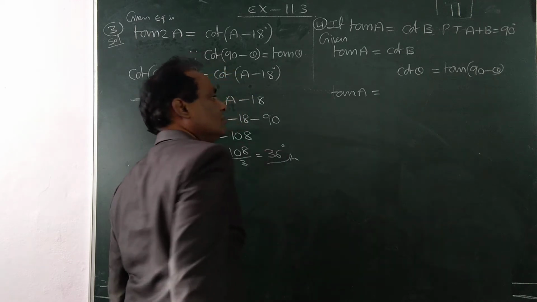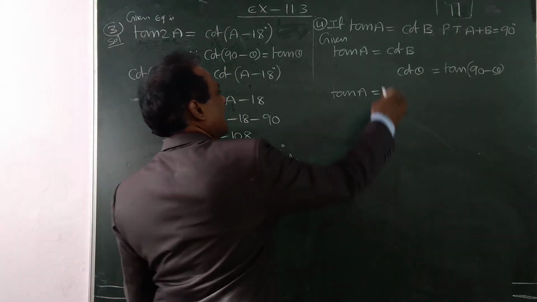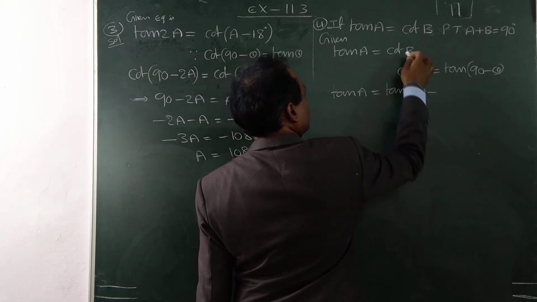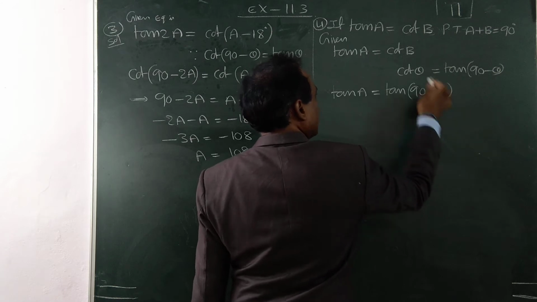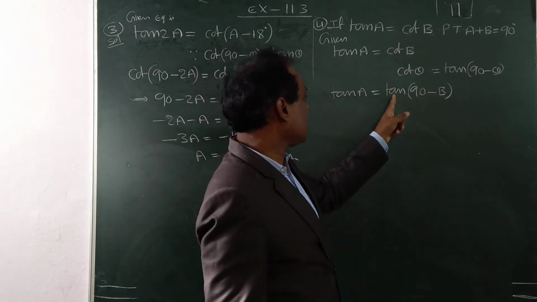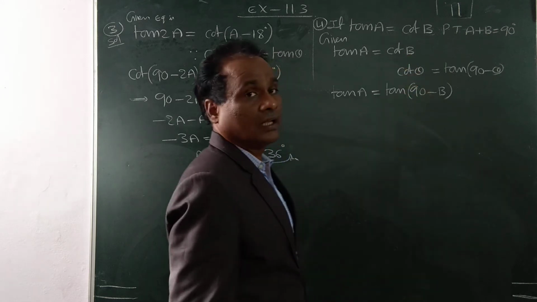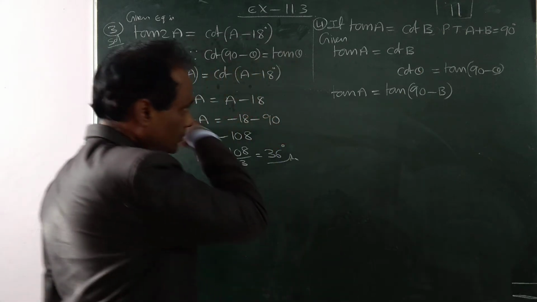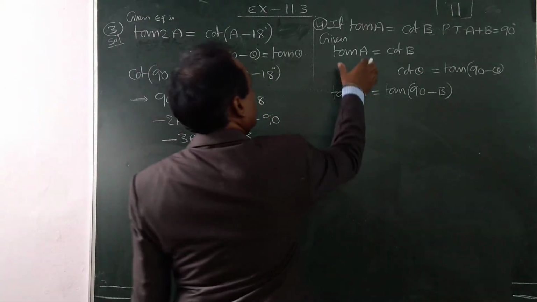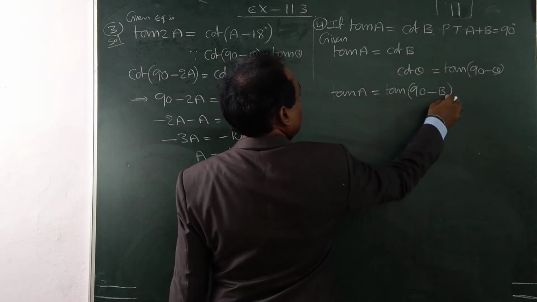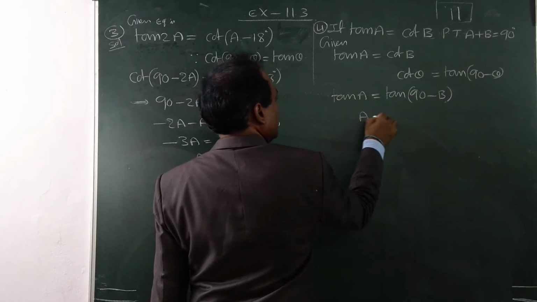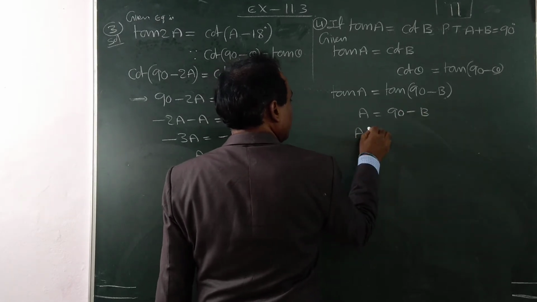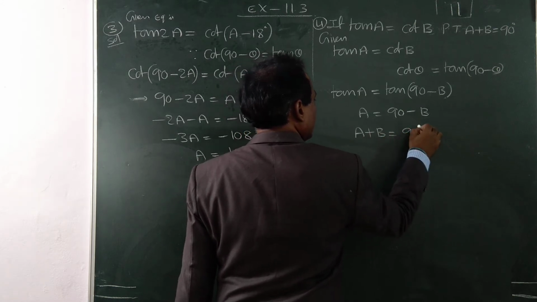Tan A is equal to cot, which can be written as tan 90 minus B. Tan 90 minus B is cot B. For 90 degrees, tan changes to cot. Cot B is equal to tan 90 minus B. Left side same, right side cot theta is equal to tan 90 minus theta. Tan cancel. A is equal to 90 minus B. Bringing B to this side, A plus B is equal to 90 degrees. Which is the required proof.